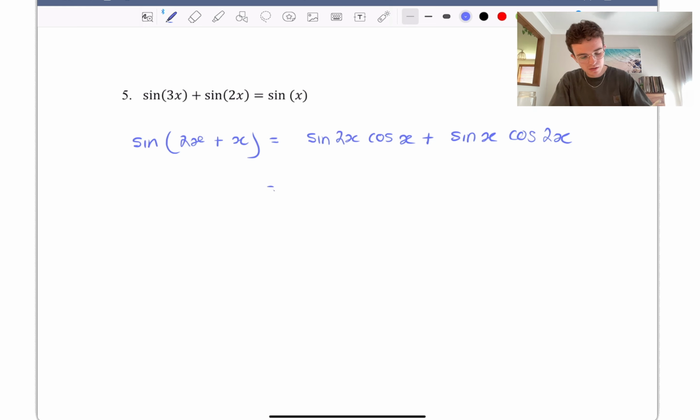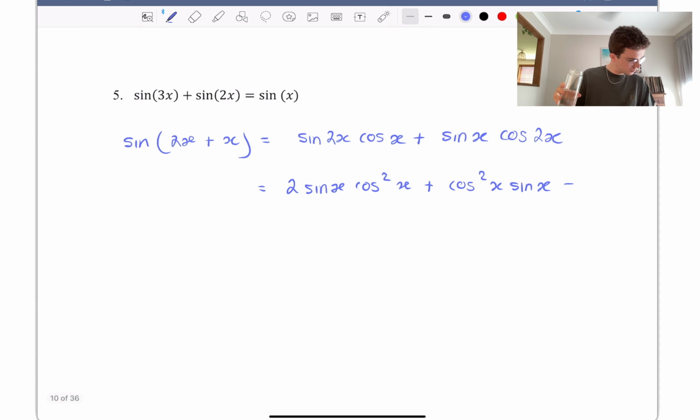If we keep going expanding that, sine of 2x is 2 sine x cos x, so this will be 2 sine x cos squared of x. We times through that cos. And cos of 2x is cos squared x minus sine squared x. So if we expand through that sine x, it's going to be cos squared x sine x minus sine cubed of x.